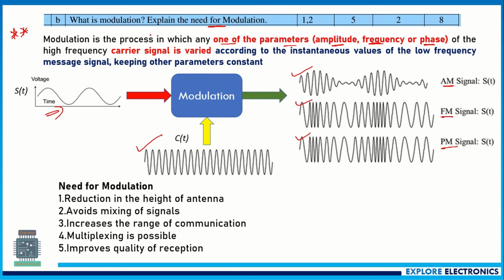And the need for modulation is asked here. The need for modulation is very important and is asked many times. Here we need to explain that if we do modulation, we can reduce the height of the antenna. If modulation is not there, the antenna height will be higher, so we can't put up the antenna for longer distance communication. It avoids mixing of signals, and it increases the range of communication. Multiplexing of signals is possible and it increases the quality of the receiver.